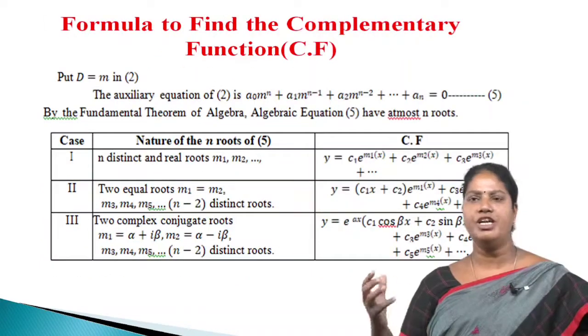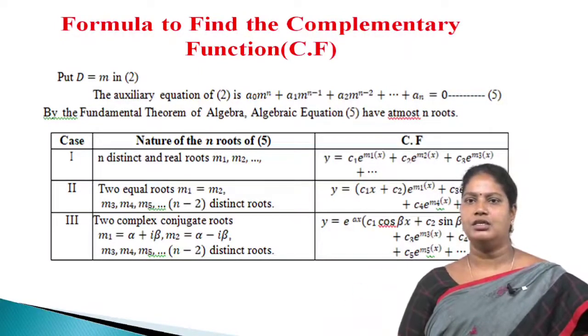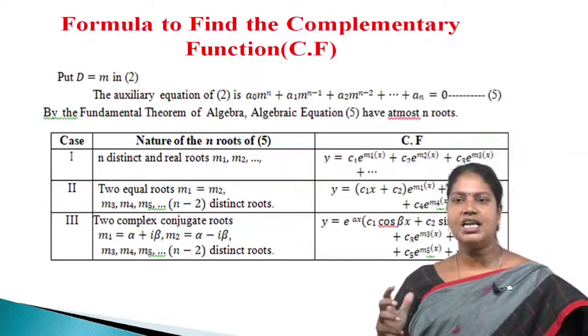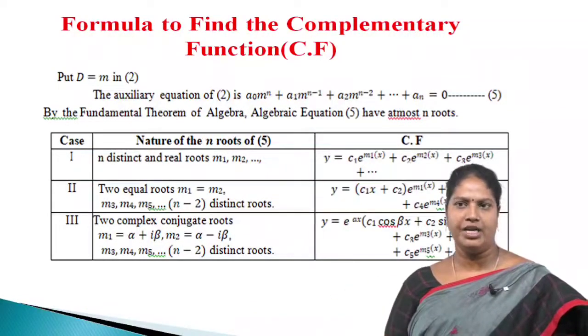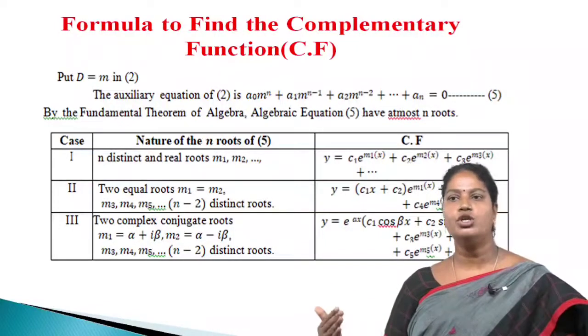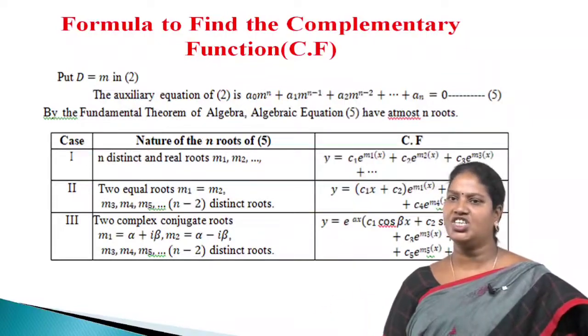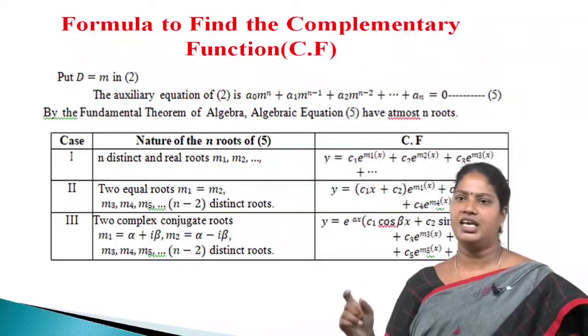To find the complementary function, we need some formulas. So now we will see how to find them. For that, we have to replace the capital D by the symbol small m. Then the auxiliary equation of equation 2 is of the form a0 mⁿ + a1 mⁿ⁻¹ + a2 mⁿ⁻² + ... + an = 0. We will denote this as equation number 5, and this is not a differential equation. This is an algebraic equation of degree n. So we can use the fundamental theorem of algebra.